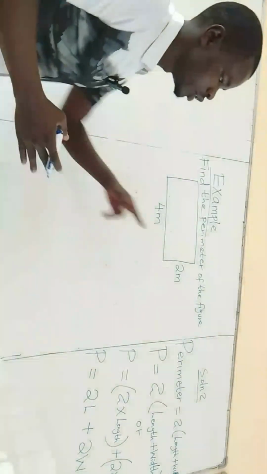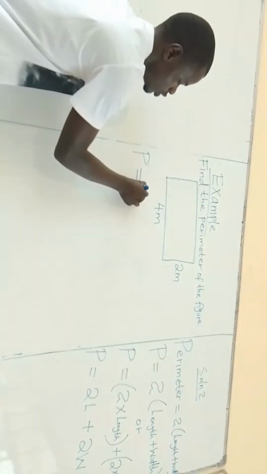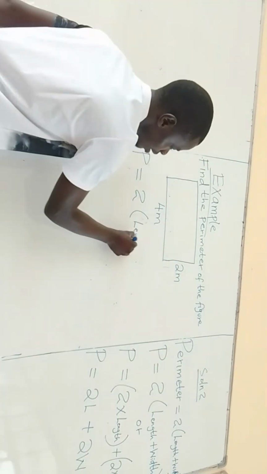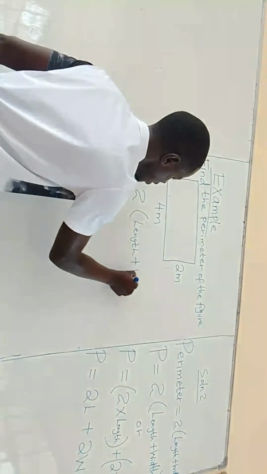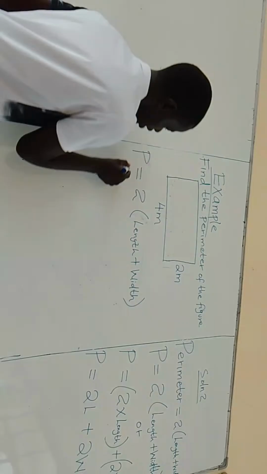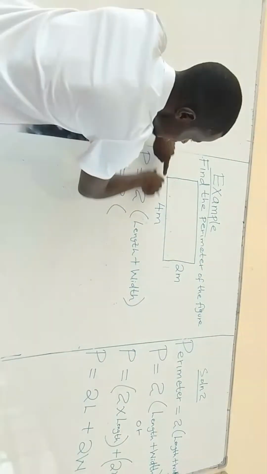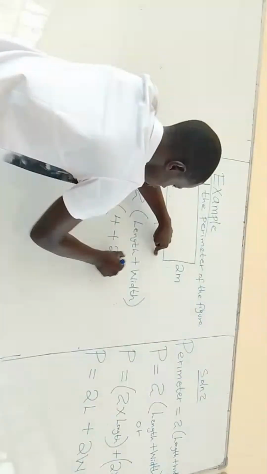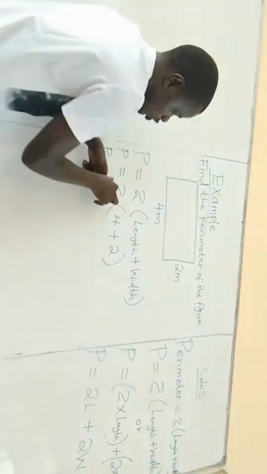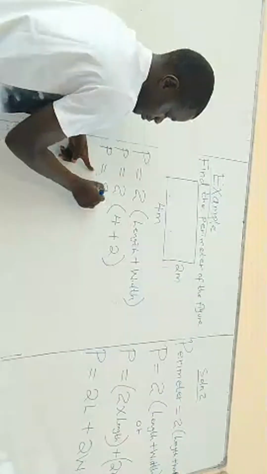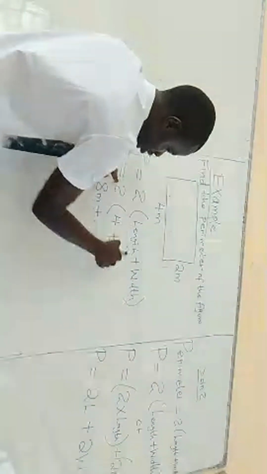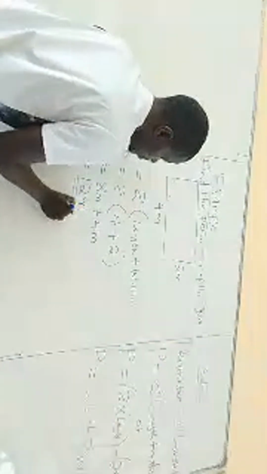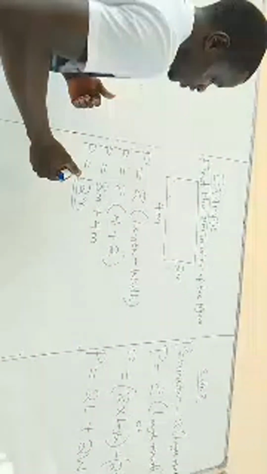Now we can try one using the first one. So you'll say perimeter is equals to 2 in bracket length plus width. Here, this one is our length, it is 4, and the width is 2, close the bracket. So P, 2 times 4 is 8, so you write 8, plus 2 times 2, it is 4, so it is 4 meters. Then you find the sum of all the meters that are there. So 8 plus 4 will give us 12 meters. That means it's the distance around the given figure.